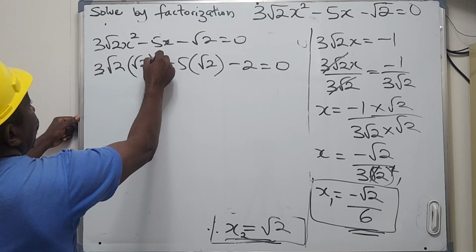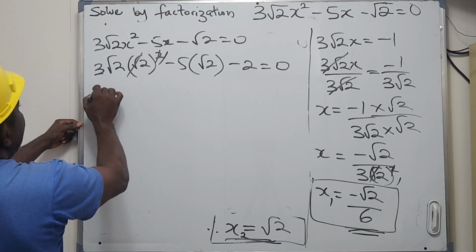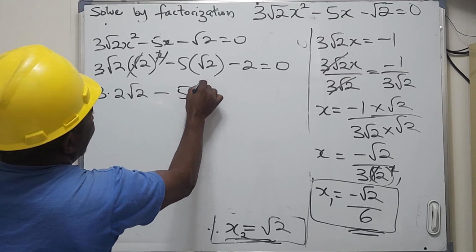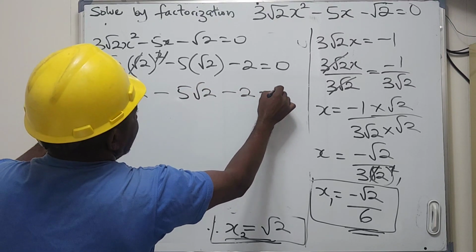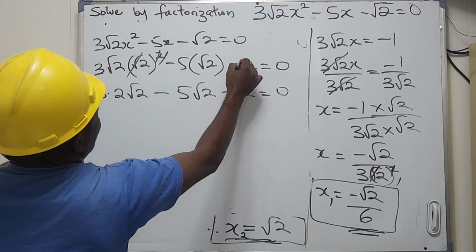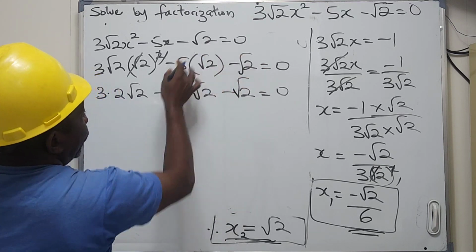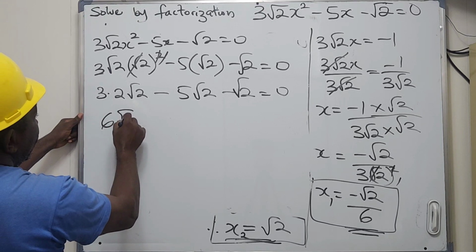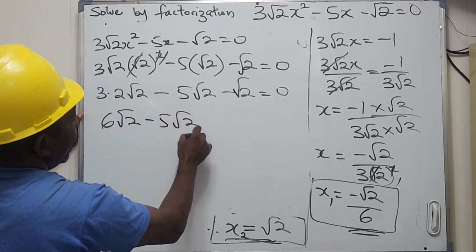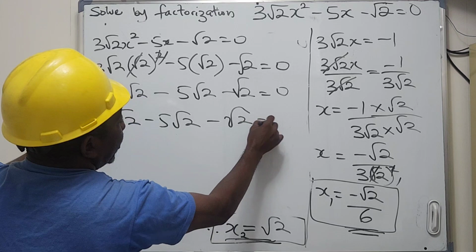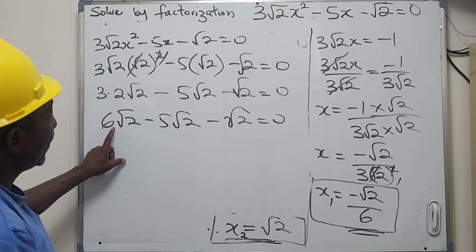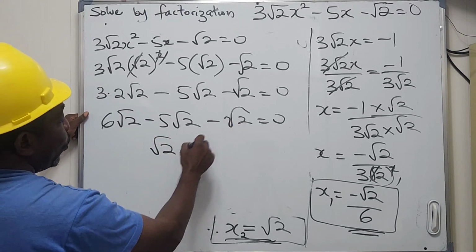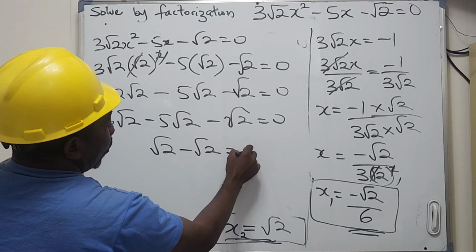So here, 2 will cancel here and cancel here. We are now left with 3 times 2 root 2 minus 5 root 2 minus 2. Will this give us 0? Okay, here still remains root 2. We have here root 2. So in this case, this remains 6. 3 times 2 is 6 root 2 minus 5 root 2 minus root 2. Will this give us 0? You can see that 6 root 2 minus 5 root 2 is root 2. Then we have here minus root 2 equals to 0.